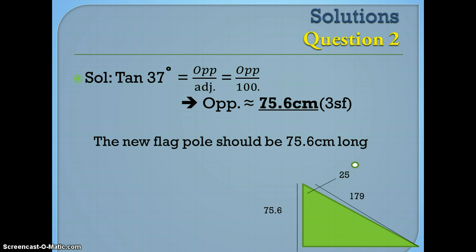Tangent 37 equals the opposite over adjacent, where we know the adjacent, which is 100, but the opposite we don't know. So 100 tangent 37, if you press on your calculator, it will be 75.6 cm, to 3 significant figures.